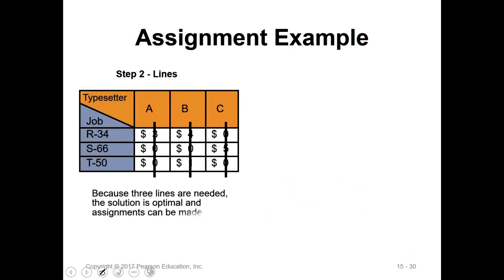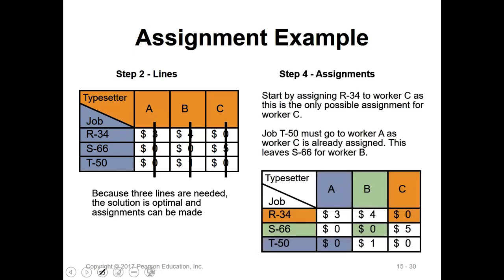So we have 3 lines to cover the 0. 3 lines, the number of lines equals the number of columns. So right now, that's the last step. We can assign the jobs. How to assign the jobs?